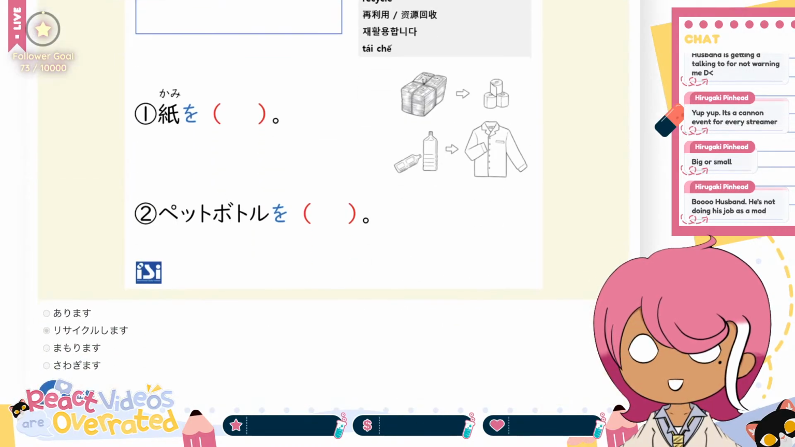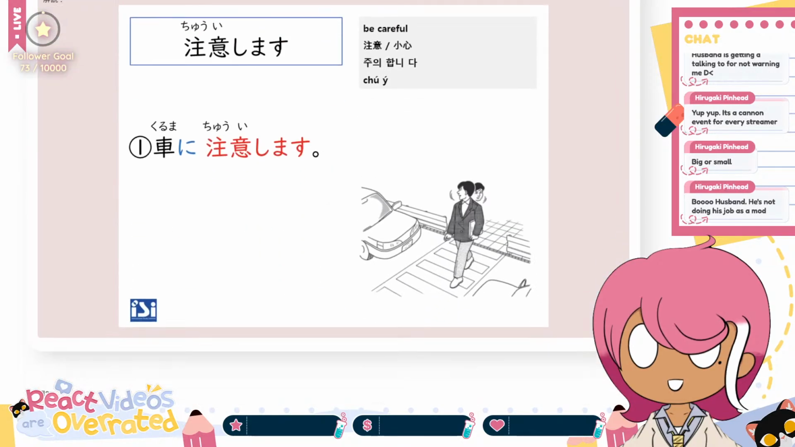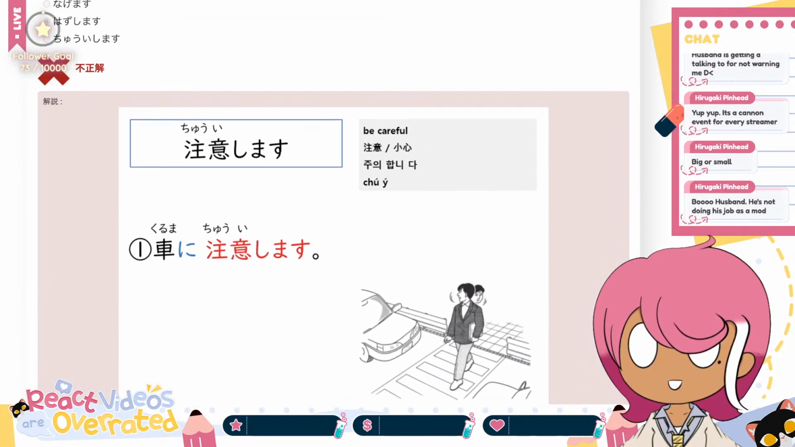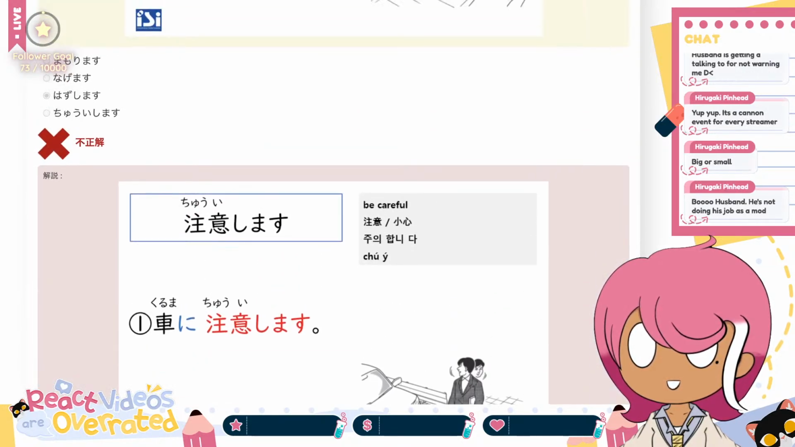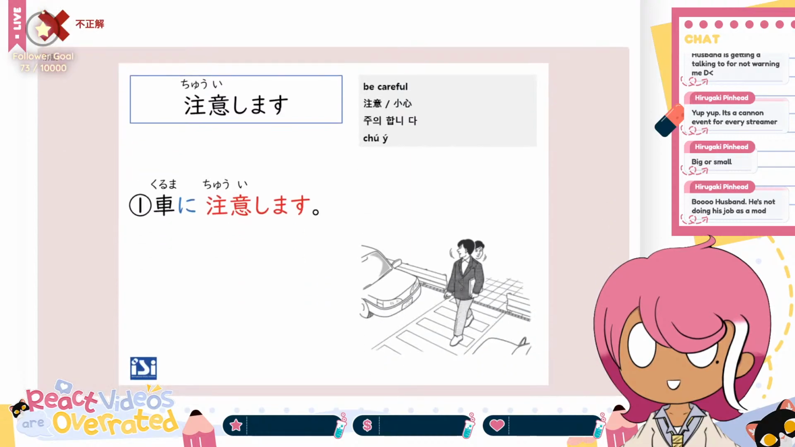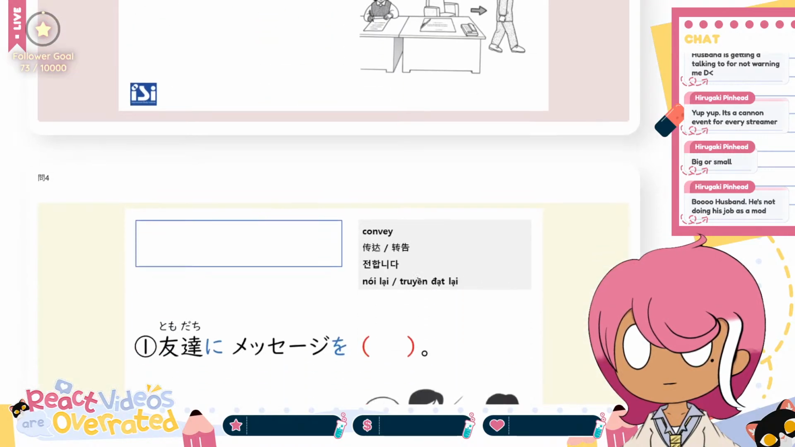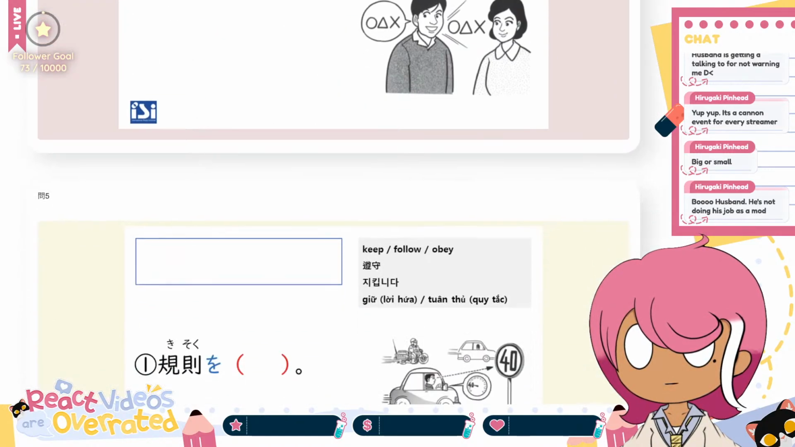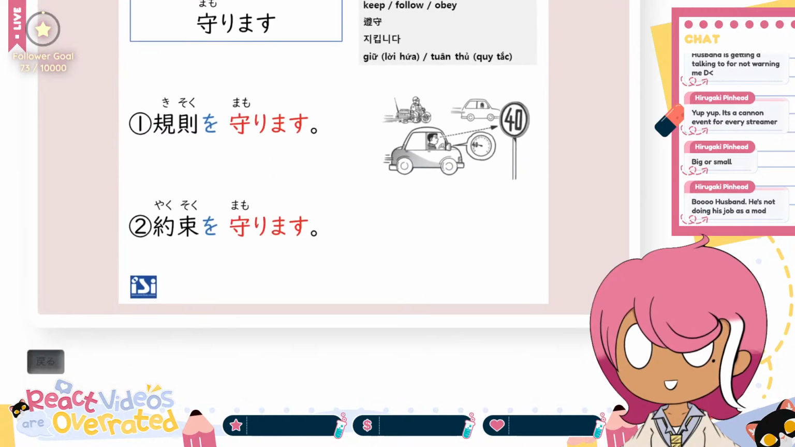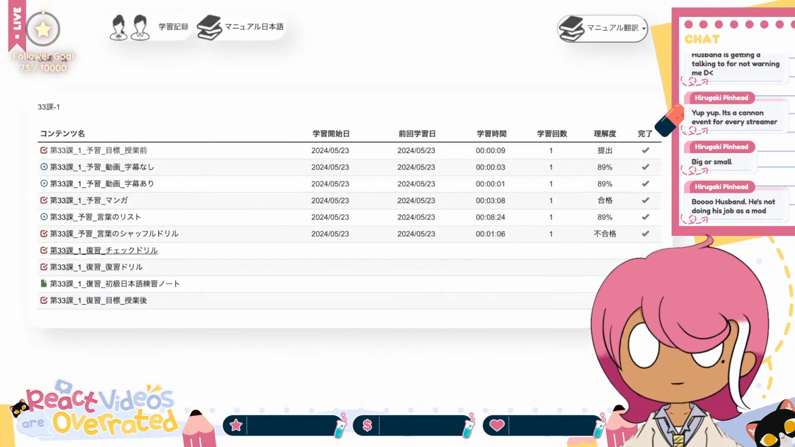3 out of 5, so I got 2 wrong. It's definitely gonna be the last 2. Oh no, it's this one. 注意. Okay. 車に注意, to be careful. And then to be away. Hazu. Okay. Alright. It's okay.